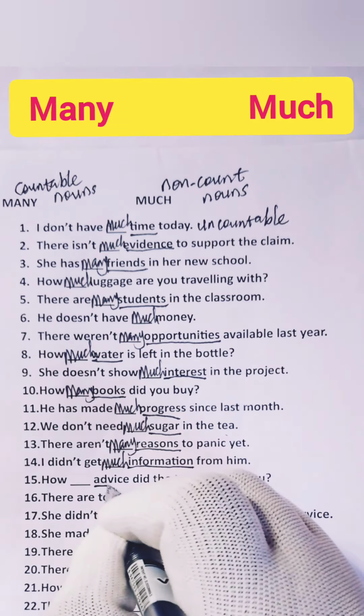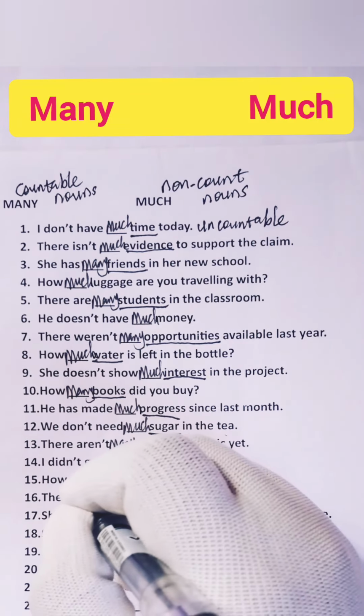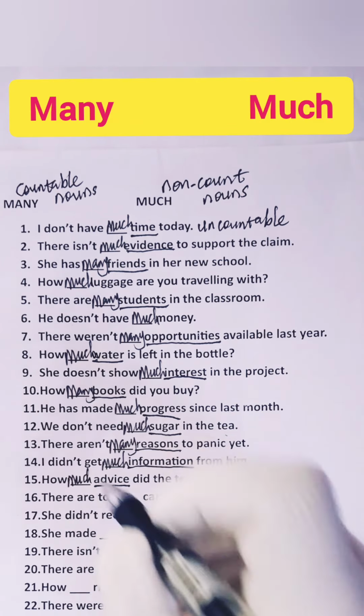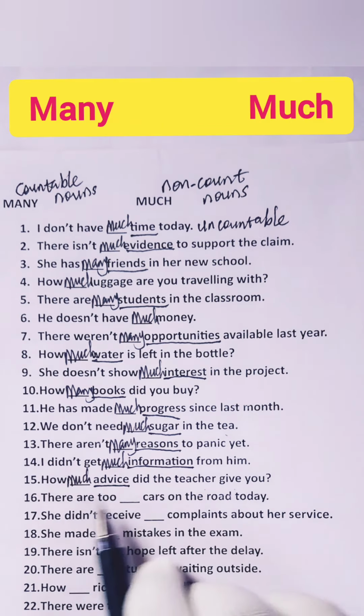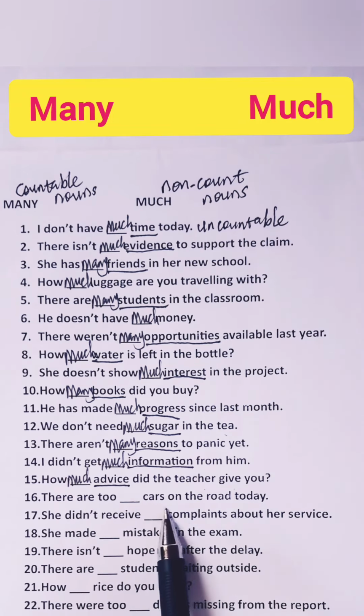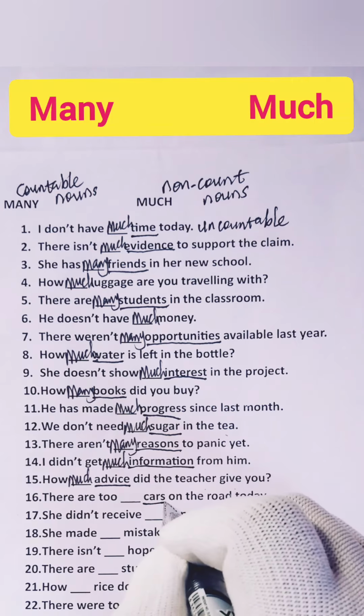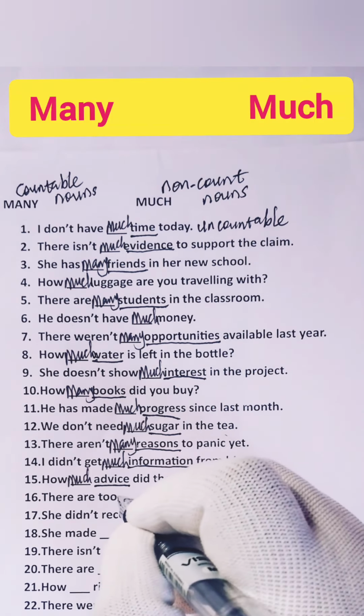Advice is a non-count noun. So the right word is much. We say much advice, not many advice. There are 2 blank cars on the road today. Cars can be counted, so the right word is many.